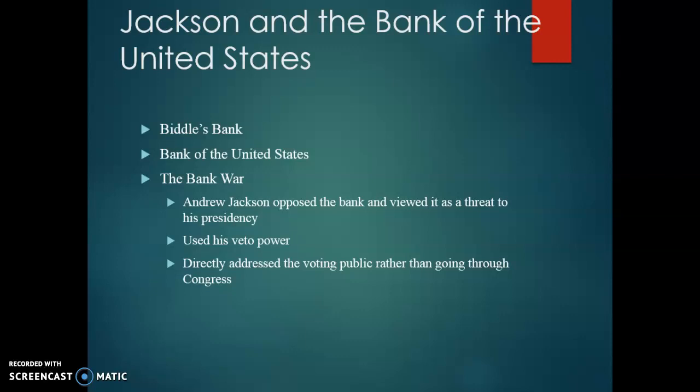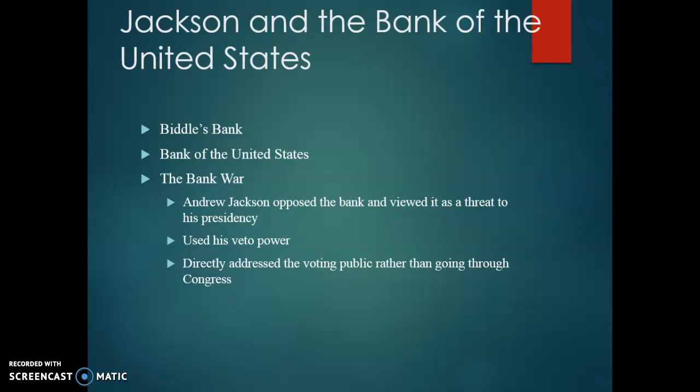So one of the things is Jackson and the Bank of the United States. This is dealt with in the Age of Jackson video. But what this is really about is the bank war. Jackson opposes the bank and views it as a threat to his presidency. He doesn't want a national bank. Others do, because they say other countries, England, France, the Dutch, all of them have central banks better able to create a uniform currency. At this point, you don't really have a uniform currency. Banks can issue their own money, so you don't have dollar bills in the sense that we would have today.